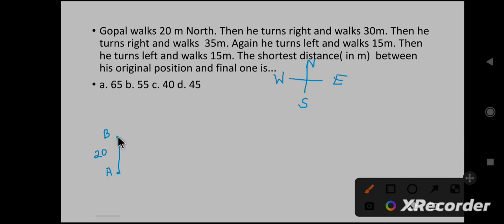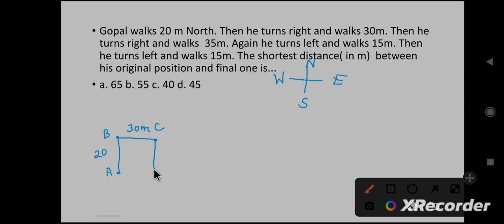So when a person stands here, we can see that the right side is this side. He turns right and walks 30 meters, and let us consider this as C. After 30 meters, he reaches a point C. Then he turns right. So again, his right hand side is this side, and he walks 35.